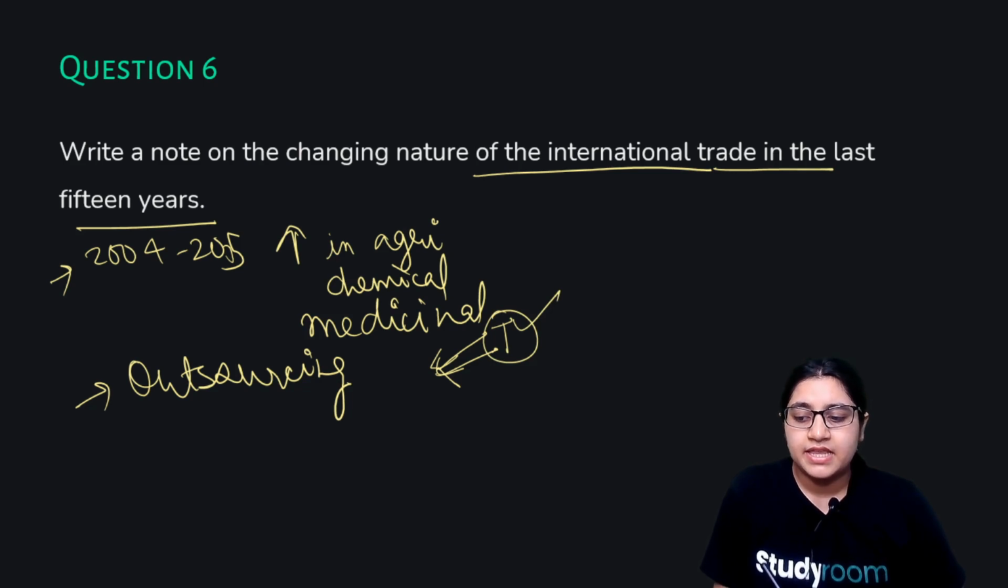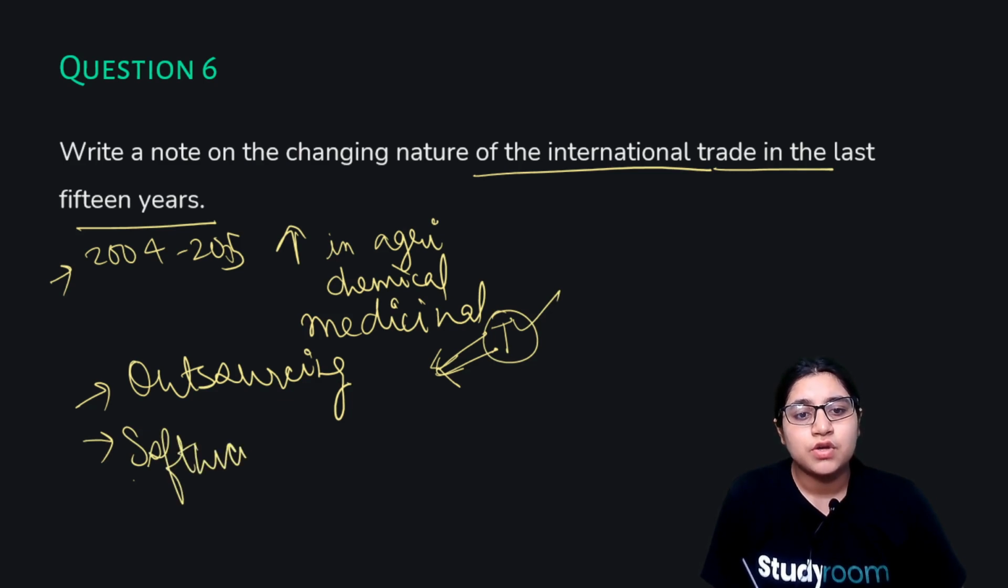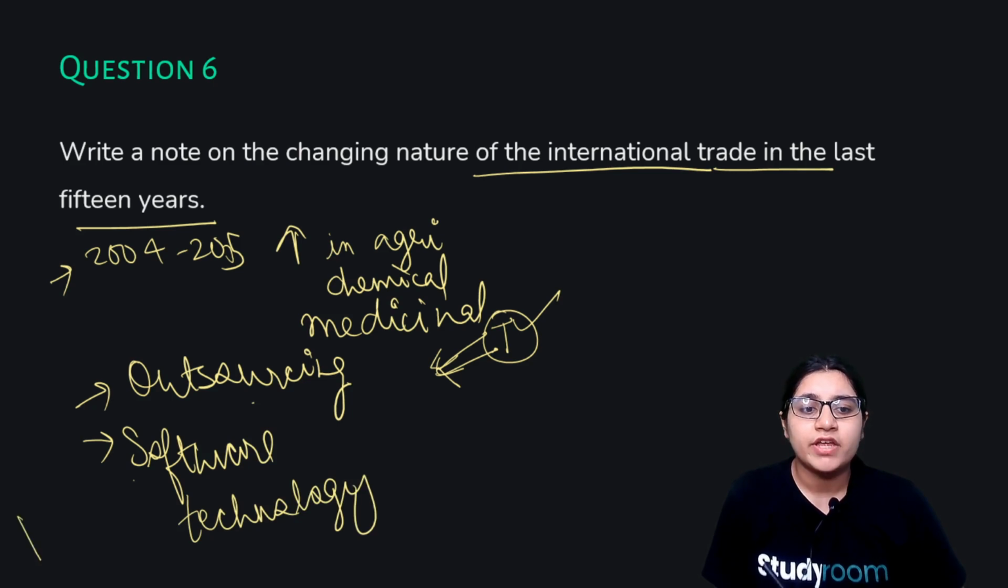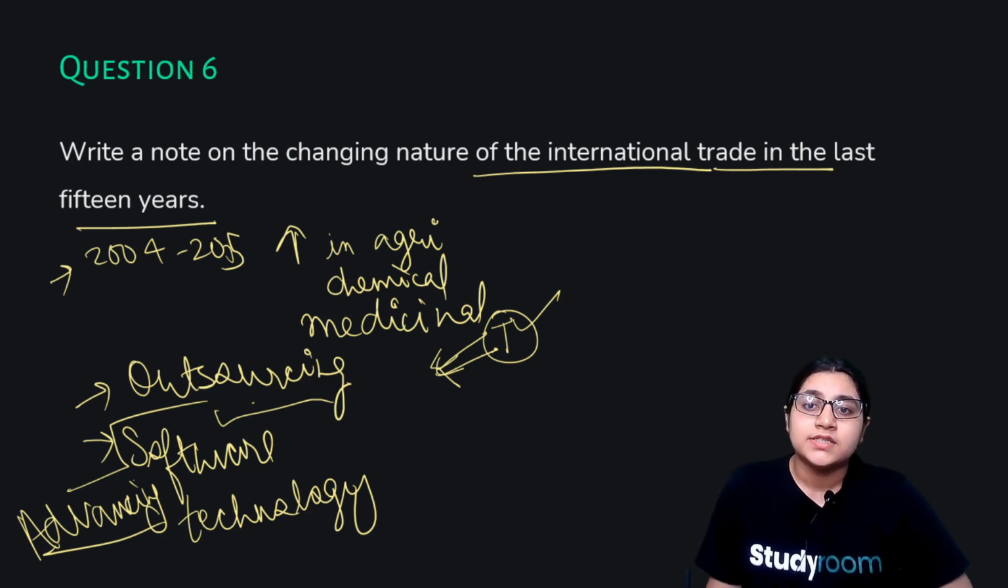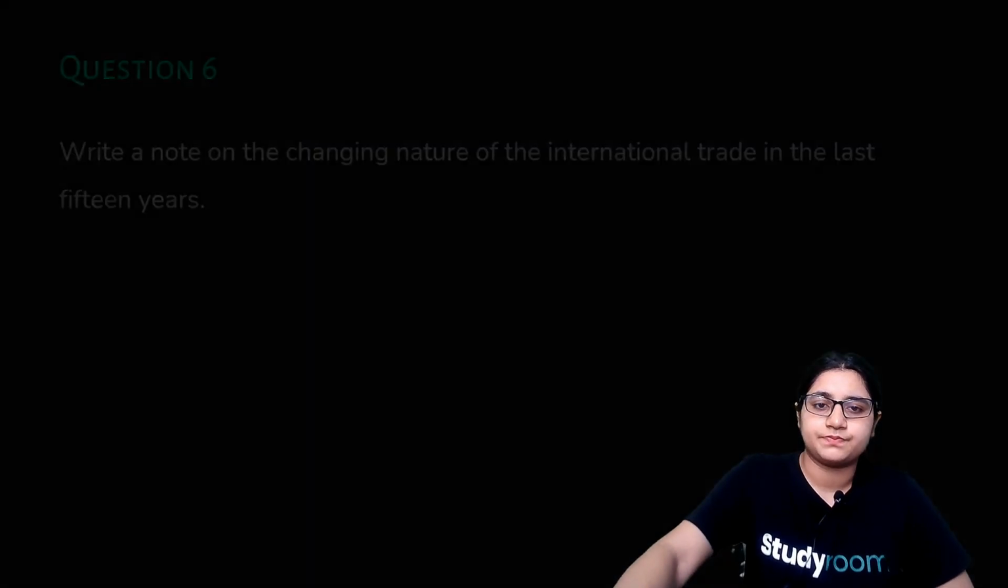Then we can see that with updated, advanced software technologies, we are even selling our software to other companies situated abroad. So this is how international trade is taking place.